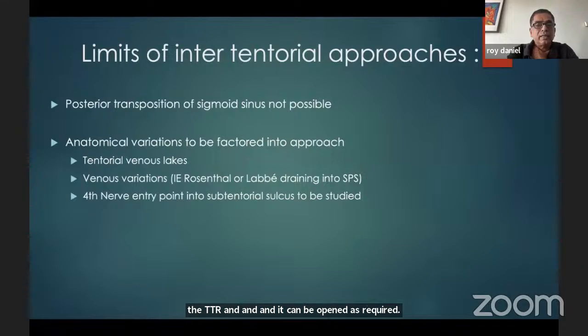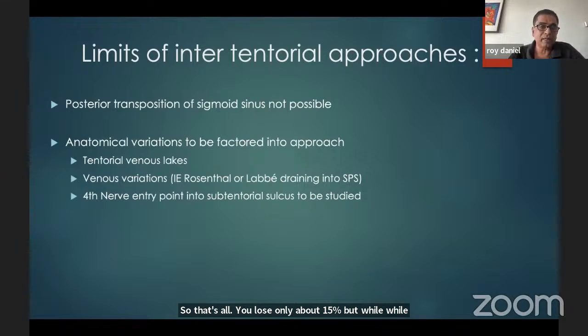What are the limits of the intertentorial approach? One of the things that you cannot do is the posterior transposition of the sigmoid sinus. And that will restrict your approach a little bit. We are currently writing an article that compared the two approaches, the standard petrosectomy and the intertentorial approach, and it shows that there is a restriction of approximately 15% of the angle and the vision. So you lose only about 15%, but while you lose that, you gain the advantage of keeping the temporal lobe completely covered.